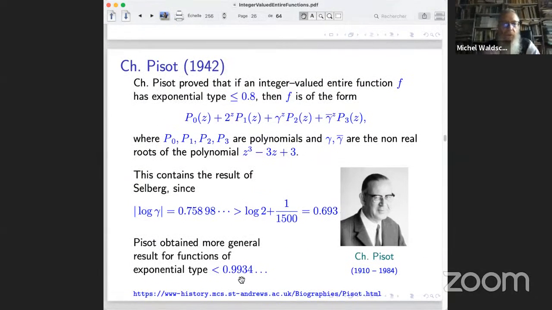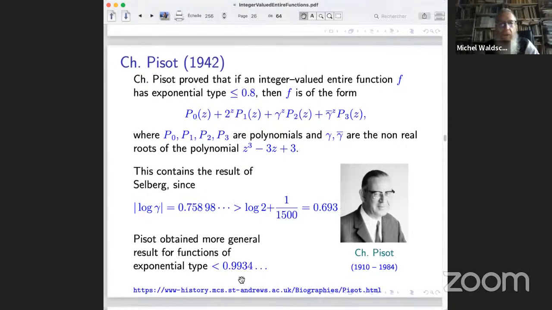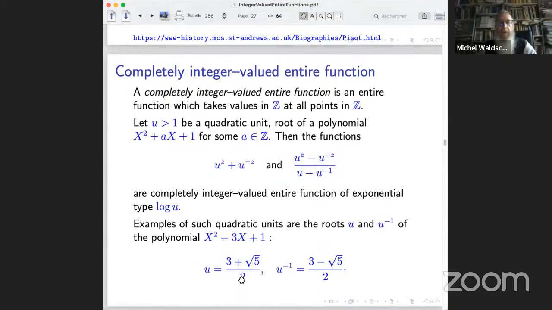So I will not go further on the subject of integer valued functions, but I will consider some similar problems, and I will consider several of them. And the first one is the topic of completely integer valued entire functions. So the definition is the following. A completely integer valued entire function is an entire function which takes values in Z at all points in Z. We have seen before the work of Gelfond, which was Z[i]. So Z[i] is not really the analog of Z. It is not the analog of N. It is the analog of Z. So it's quite natural to look at Z instead of N.